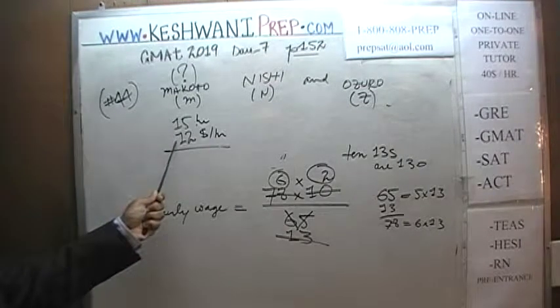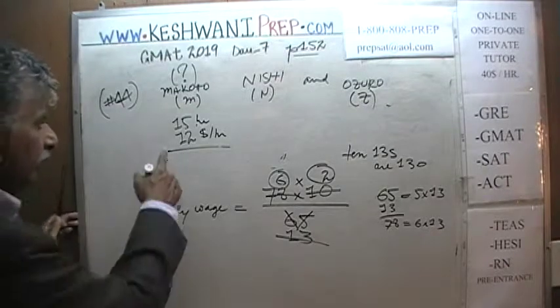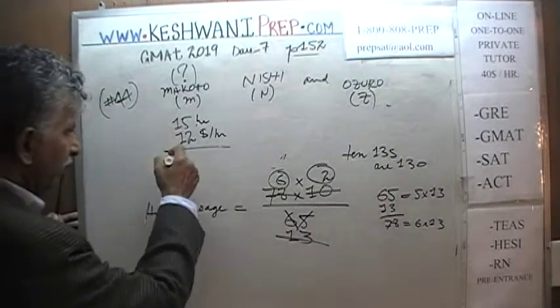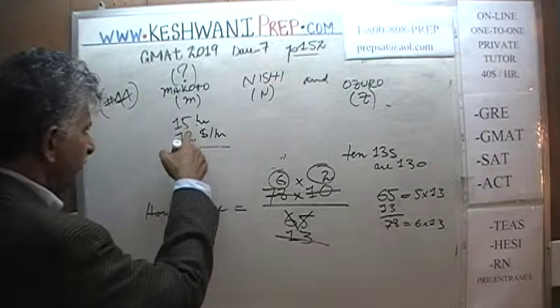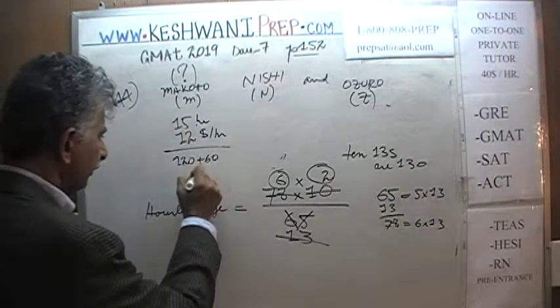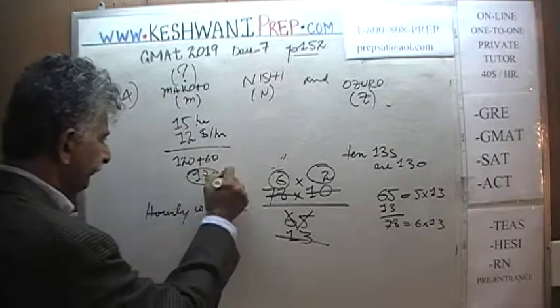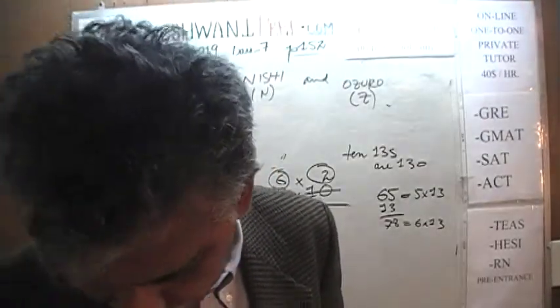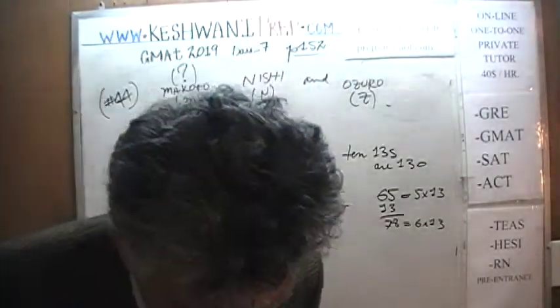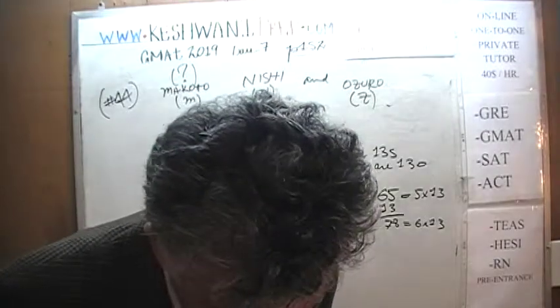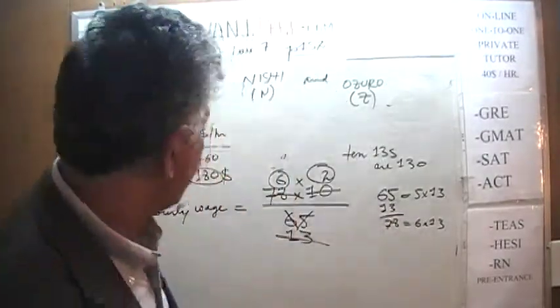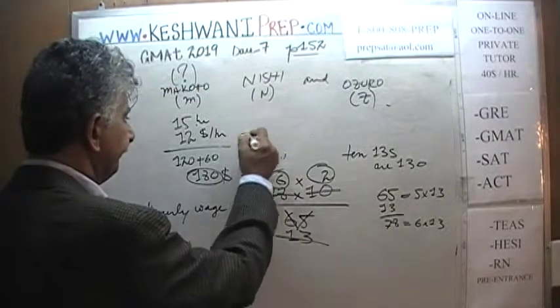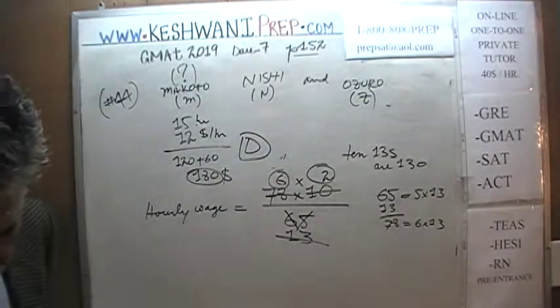I know 10 12s are 120, and 5 12s are 60. If you multiply 10 by 12, we get 120. And if you multiply 5 by 12, we get 60. So it must be $180. He has to get paid $180. And that will be answer choice, we are on 44, that's answer choice D. Let's move on to 45.